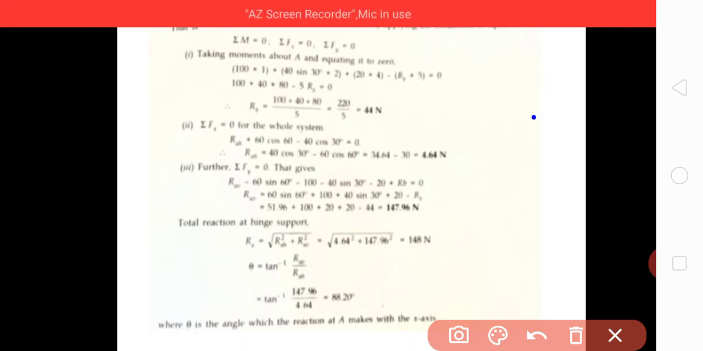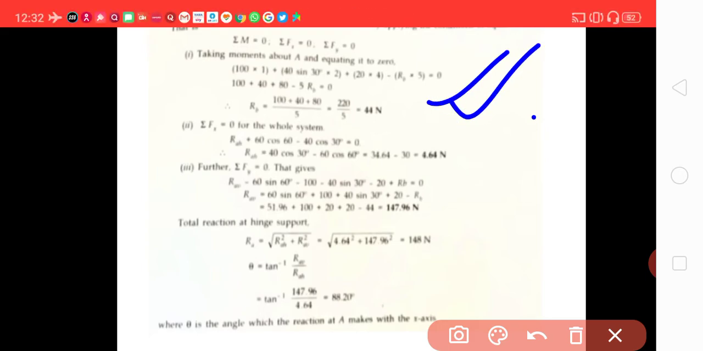So first taking moment about A and equating it to 0: 100 into 1, then 40 sin 30 into 2, plus 20 into 4, minus RB into 5 equal to 0. That is 100 Newton force acting at a 1 meter distance. Then it gives you RB this much, 44 Newton.